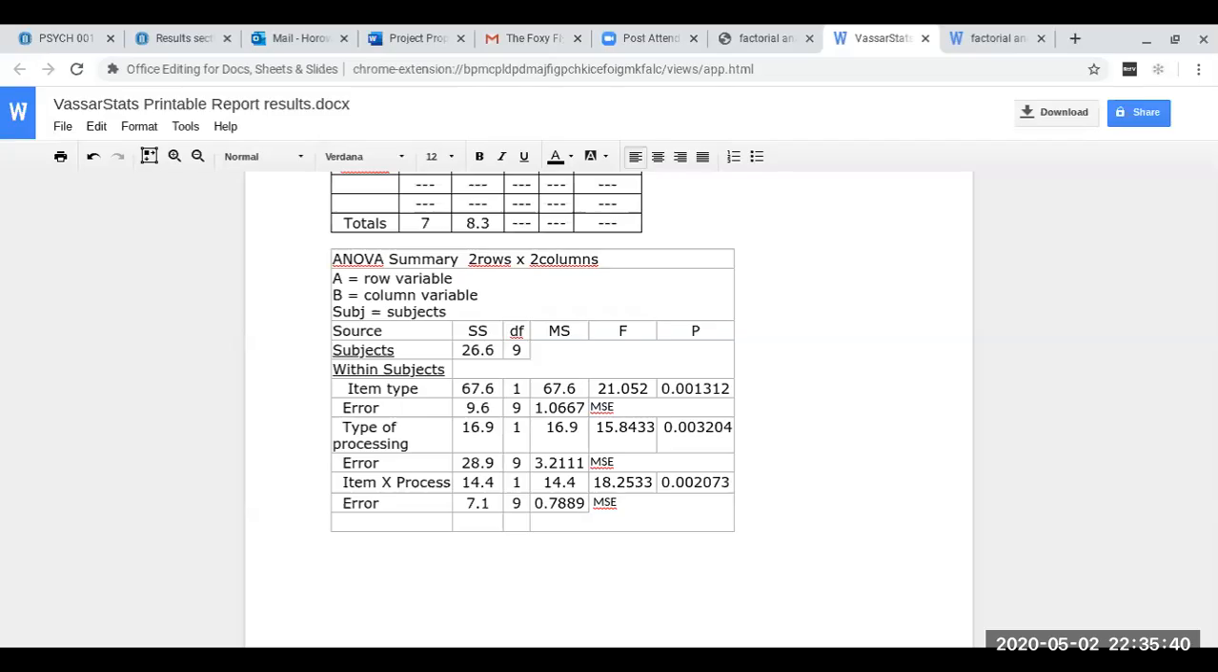So we have the item type, right, which is word or drawing. We have the processing type, which is acoustic or semantic, and we have the combination of them, which we call the interaction.